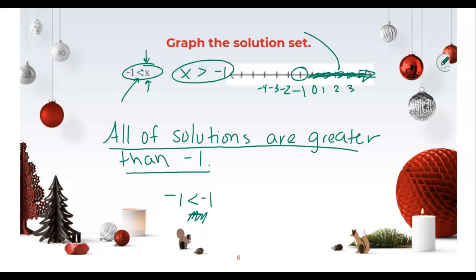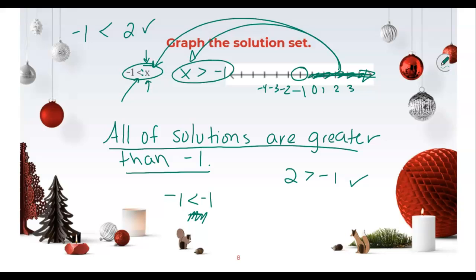So let's pick one and plug it in. Is 2 greater than -1? Yes, it is. If we would have plugged it into the original, -1 is less than 2. Yes, it is. Let's pick one point over here, -4. Is -1 less than -4? Well, the bigger the negative, the smaller the number. So that is not true.